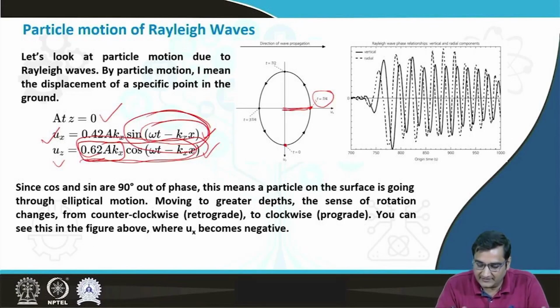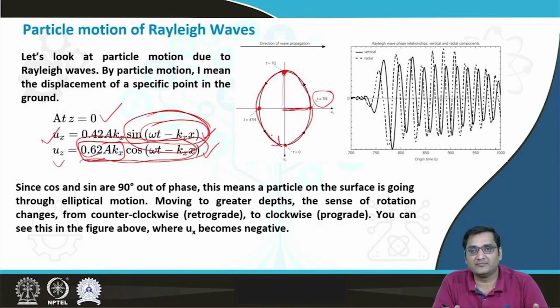And then likewise at capital T by 2, the particle will be here. That is when your ux will be 0 and uz will be negative. That means, because z is positive downward, this is your negative here. So here it will be maximum in the absolute term, and then it will again have the maximum value for ux at 3T by 4 and minimum value for uz here. Likewise, all in all, if you see, the particle is going from there to here, and then here to there, and then coming back, and likewise it is happening. So this is your retrograde elliptical motion.